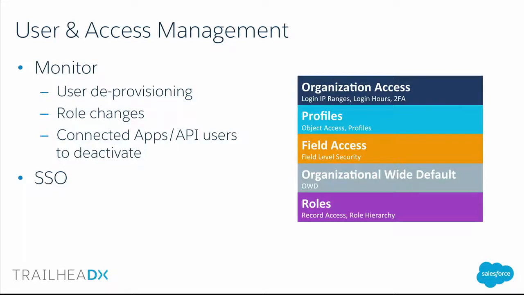As admins in the org, or as people involved in the administration, we need to make sure that only users who need access to the org have access. On the right-hand side of the screen, we broke down the different layers of access management, right? At the very top is access to the org as a whole, right?